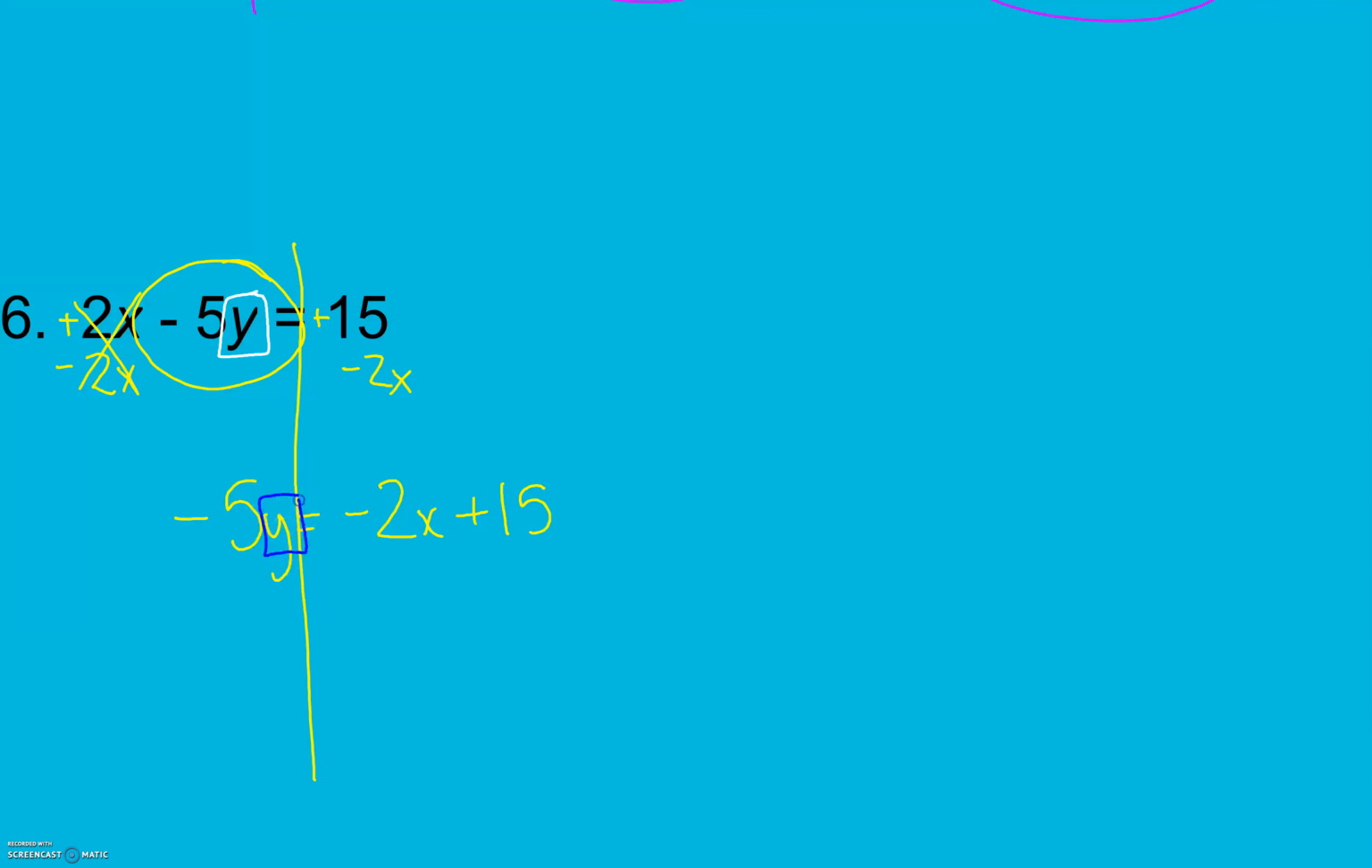Now, to get my y by itself, it's being multiplied by the negative 5. Keep in mind, guys, that this isn't subtraction anymore. It's multiplying by a negative 5. We take that sign with our numbers. And I'm going to divide by negative 5. y equals, negative divided by a negative gives me a positive 2/5 times x. 15 divided by negative 5 gives me a minus 3. So my slope here is my coefficient of my x, 2/5.